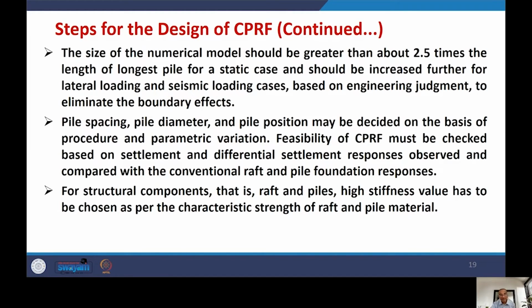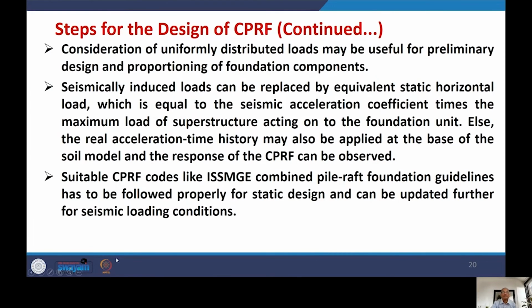Pile spacing, pile diameter and pile position may be decided on the basis of the parametric variation. Feasibility of CPRF must be checked based on settlement and differential settlement responses observed and compared with the conventional raft and pile foundation responses. For structural components, that is raft and piles, a high stiffness value has to be given as per the compressive strength of raft and pile material. So this was continuing the steps for the design of CPRF.